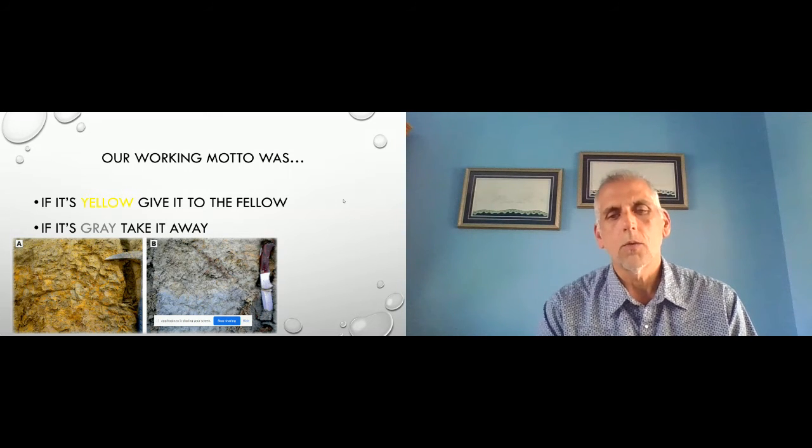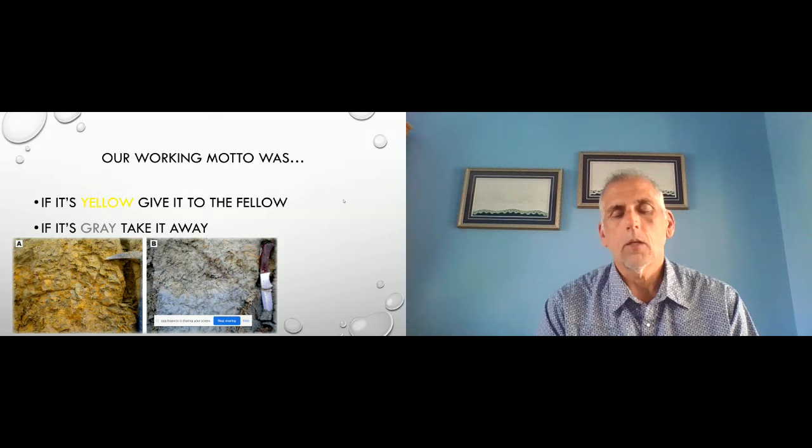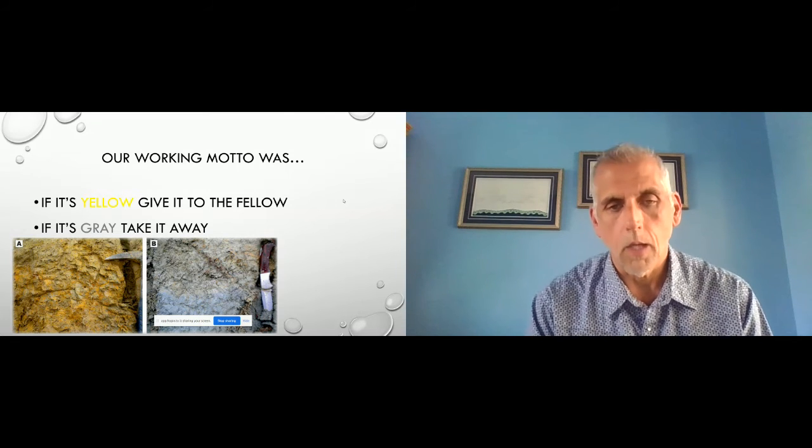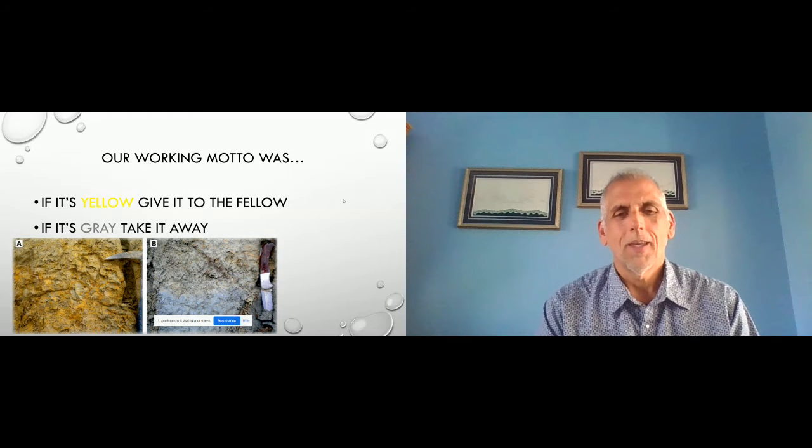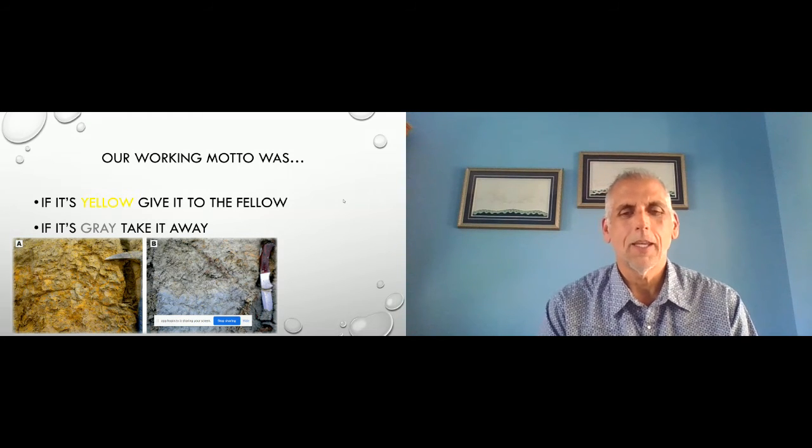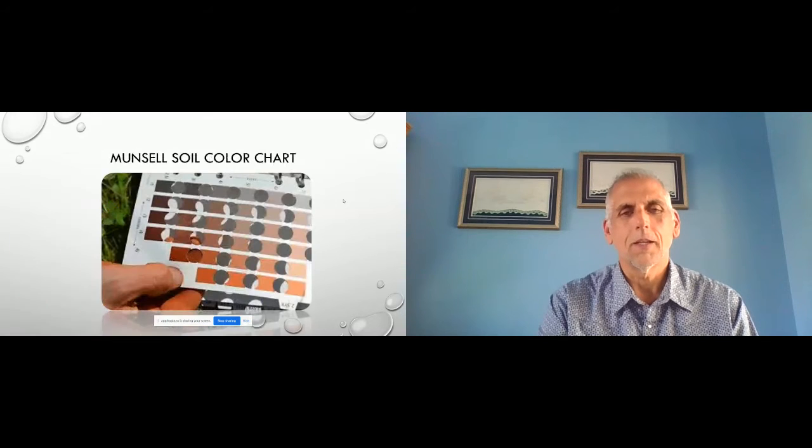Well, there's a lot of truth in that, even though it's very simple. If it's a true gray color, it's more than likely going to be a redoximorphic color. It's a color that is indicative of a soil wetness condition. If it's yellow, then the soil saturation is not there long enough to where it would be considered unsuitable. And so we do that now. It's a lot more in depth than "if it's yellow, give it to the fella. If it's gray, take it away." But there's a lot of truth in it.